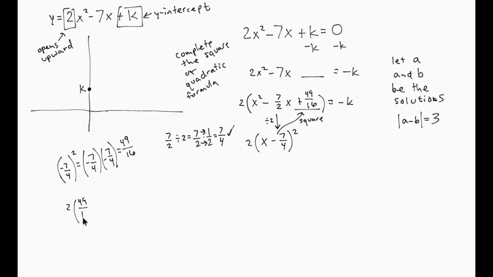When we add 49 over 16 here, we're really adding 2 times 49 over 16. We need to balance this out by adding the same thing to the right side of the equation. So we'll add 49 over 8, which is equal to 2 times 49 over 16. Divide both sides by 2, which is the same as multiplying by 1/2.